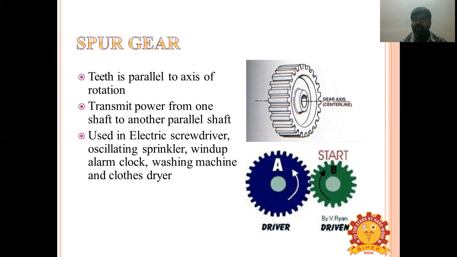External gears rotate in opposite directions, while internal gears rotate in the same direction. That is the difference between internal and external. In a spur gear, all teeth are always straight and parallel to the axis of rotation. Examples include an electric screwdriver, oscillating sprinkler, wind-up alarm clock, washing machine, and clothes dryer. I showed some photos of gears on the screen. This is a spur gear.